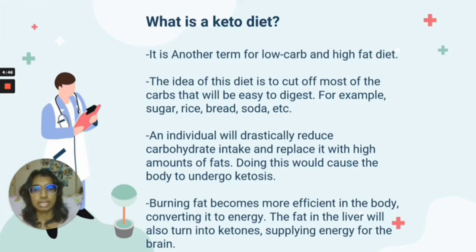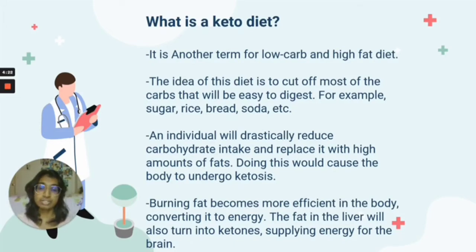So what is a keto diet? It is also another term for a low carb and a high fat diet. The idea behind this diet is to cut out most of the carbs that are very easy to digest. For example, the foods that we very commonly have, which are sugar, rice, bread, soda, etc.